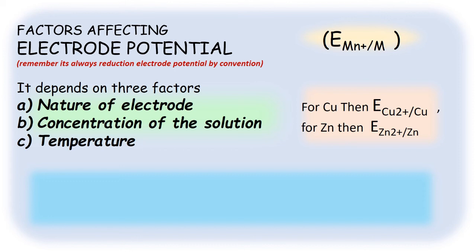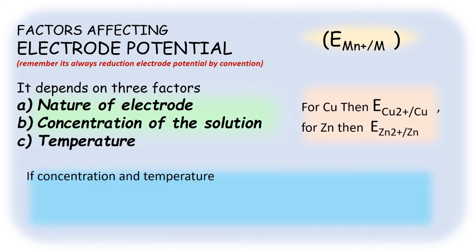Now, there are three factors on which the electrode potential depends. If you want to compare the electrode potentials of different metals, then to get the correct comparison, we'll make two of these factors constant. Say for example, if we make the concentration of the solution fixed and if we fix the temperature, then only one factor will affect the electrode potential. Now how that is done, let us look into it.